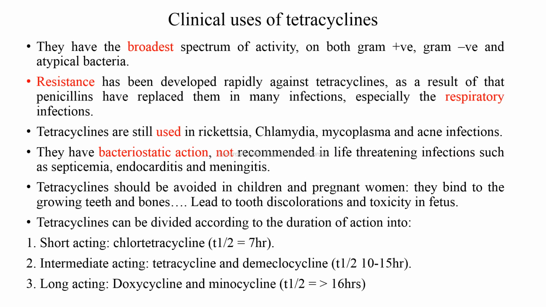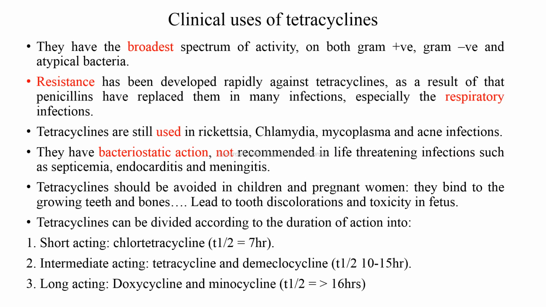These tetracyclines are generally avoided in children and pregnant women because they bind to the growing teeth and bones, which leads to tooth discoloration and toxicity in the fetus. So if we give tetracycline to small children or to a pregnant woman, then what will happen? Tooth discoloration will appear in the children or the embryo, right? Also, toxicity in the fetus will be observed, and hence tetracycline is avoided in children and pregnant women.